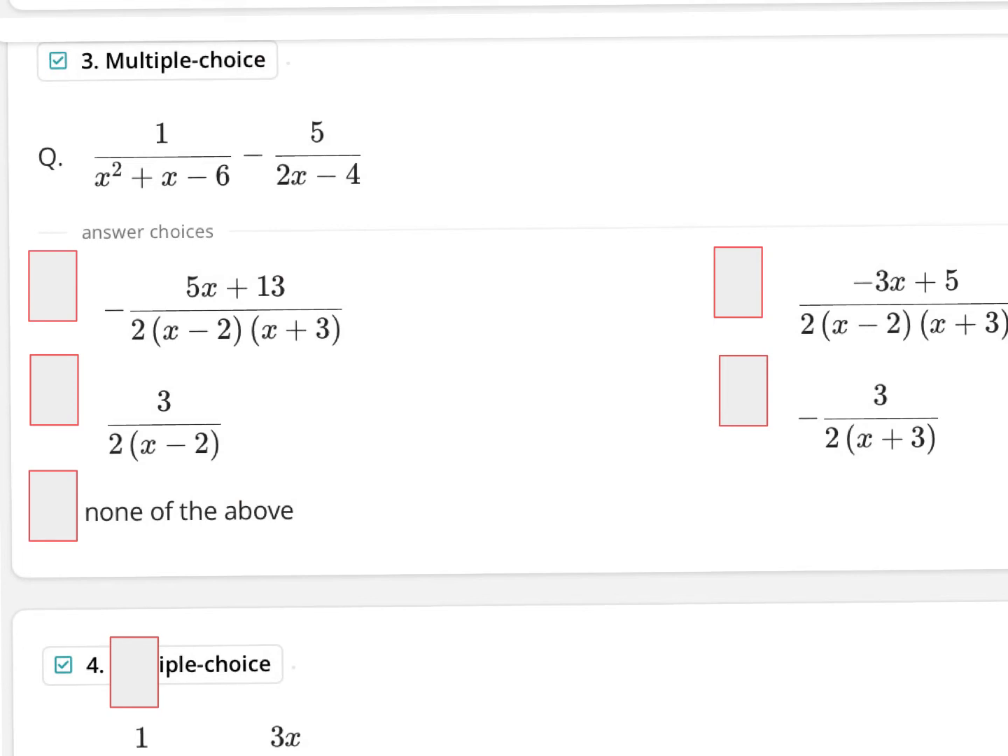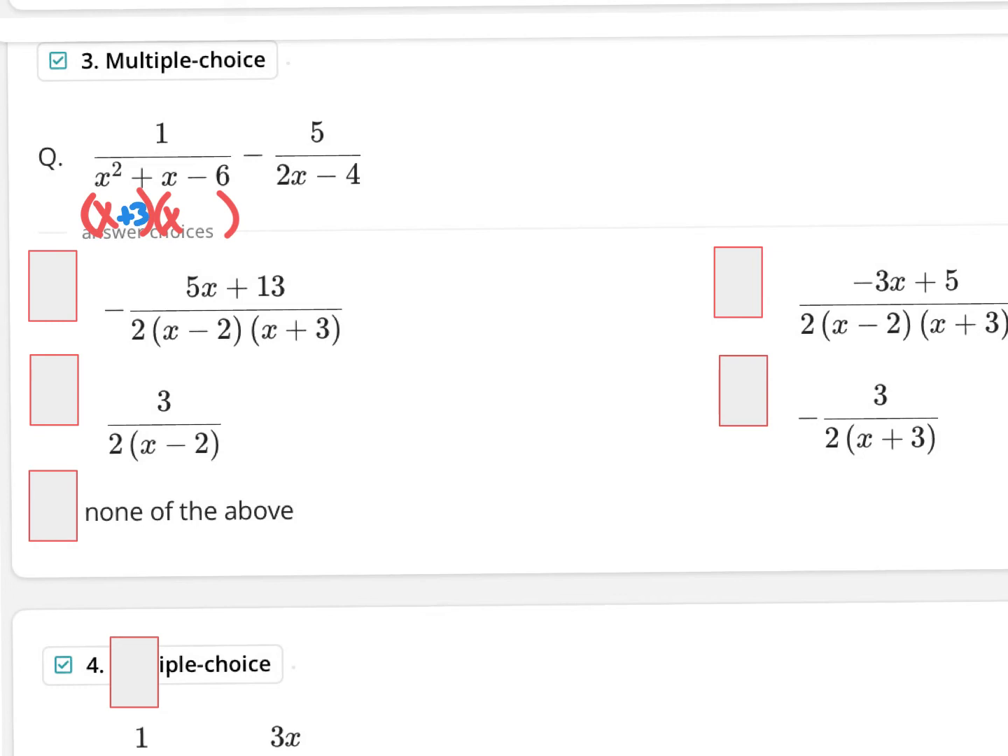Next question. We want to subtract these fractions. In order to add or subtract fractions, what do you need? An LCD. So how do we find the LCD? First, like always, factor anything possible. So this first denominator, x squared plus x minus 6, you could factor it by thinking what times what is negative 6, that if you combine together is positive 1. And what would that be?